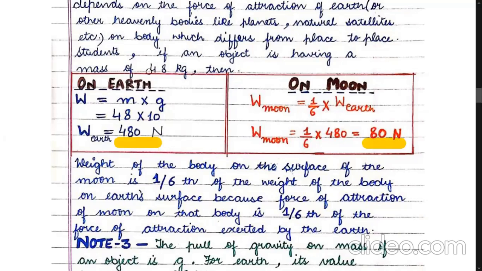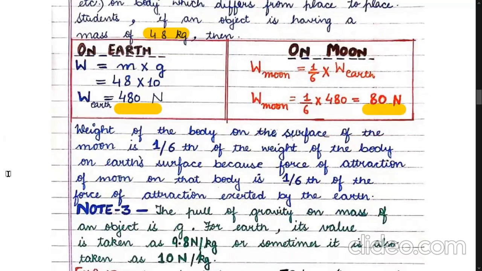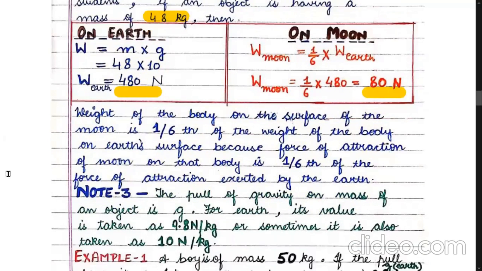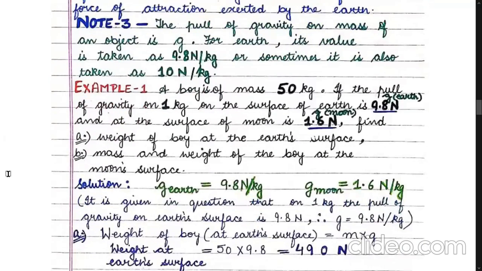Now students, the mass of the object will remain the same. It was 48 kg on Earth. It will remain 48 kg on moon. It will not change. But weight will change if we check on Earth and moon. So children, note 3 is important. The pull of gravity on mass of an object is g, and the value of g on Earth is 9.8 Newton per kg, which sometimes is taken to be 10 Newton per kg.